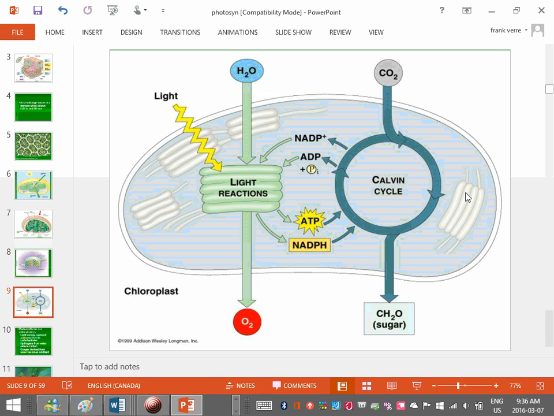It has to happen in what? In the dark, right? So they realized that's not a really good name. So what you're going to see going on in the second stage is what's called the Calvin cycle. Okay? So here's photosynthesis. We know we need water for it, according to this flow chart. We know we get out oxygen.